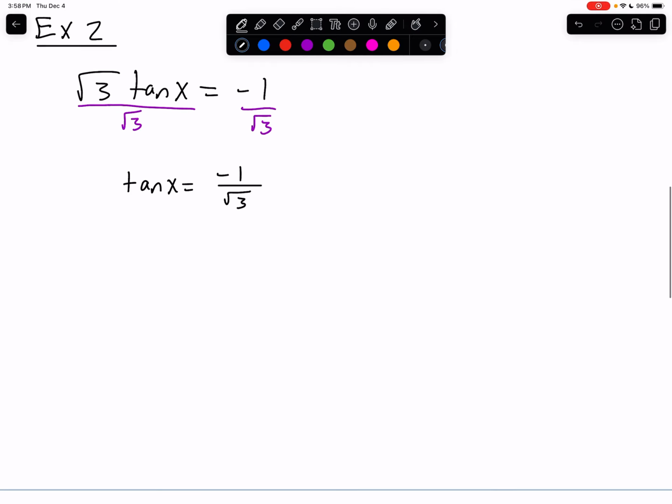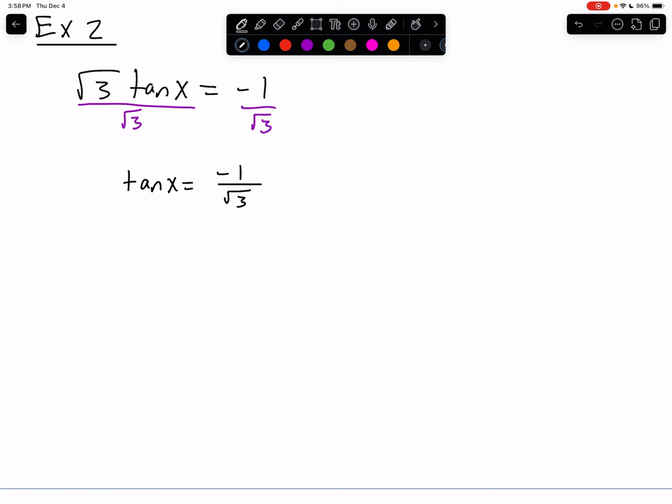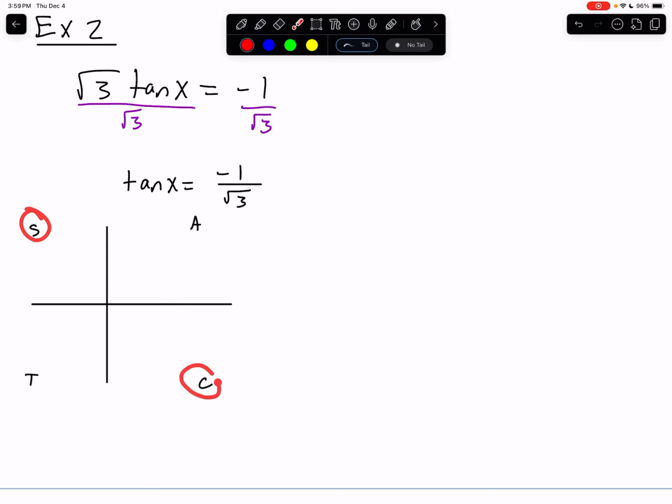Okay, tangent's by itself, so I can go ahead and draw a picture here. And I want to think about where tangent is negative, because this is a -1 over root 3. Okay, so if I think about my all students take calculus, where tangent's positive is going to be in quadrants 1 and 3. So it's negative in quadrants 2 and 4. So that's where my two angles are going to be.